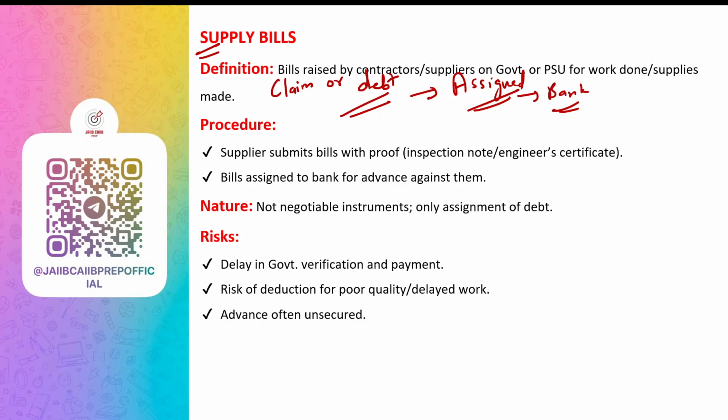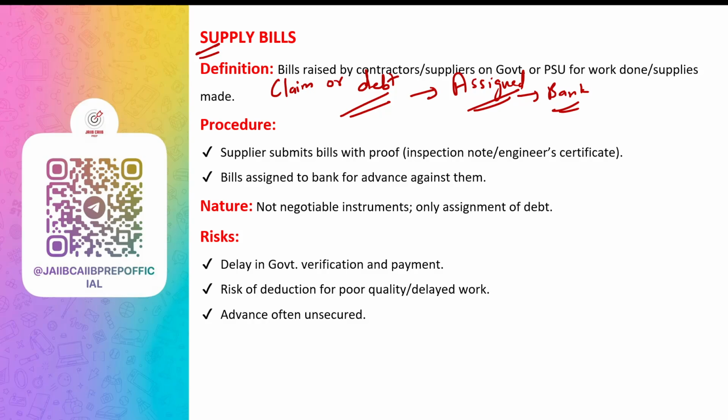Supplier dispatches goods and provides documents like railway receipts or bill of lading. For contracts involving work, an engineer's certificate of completion or progress is obtained. Once it is supplied, the supplier or contractor prepares the supply bill along with the inspection note or the engineer's certificate. The bills are to be submitted to the concerned government department via banker, and supplier requests banker to give an advance against these bills.